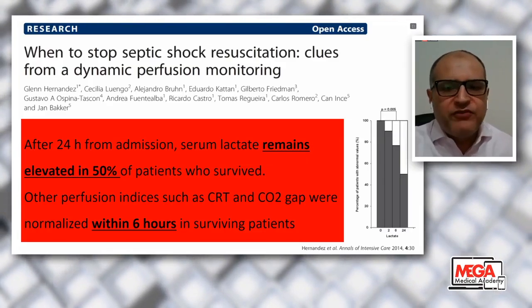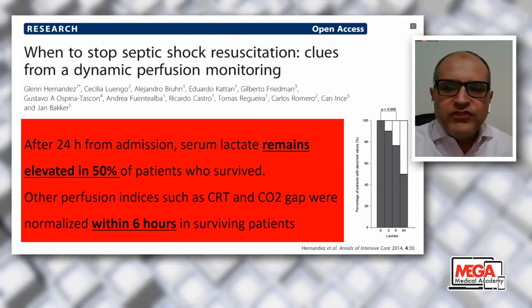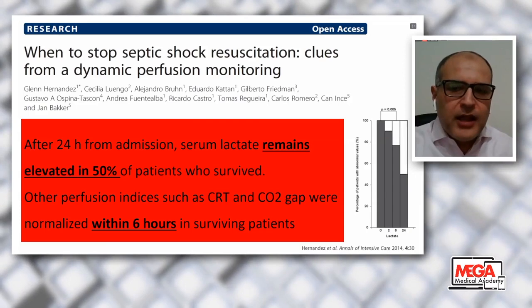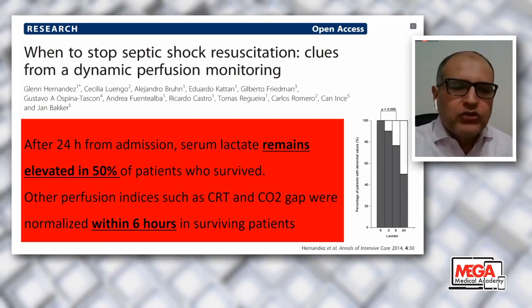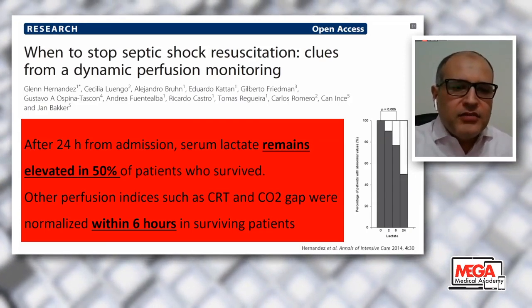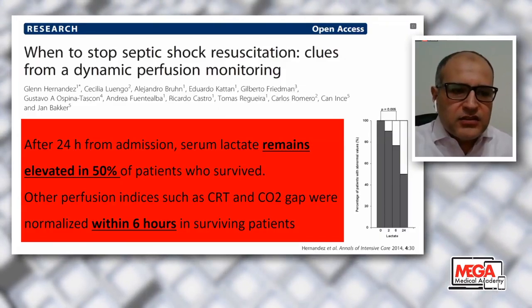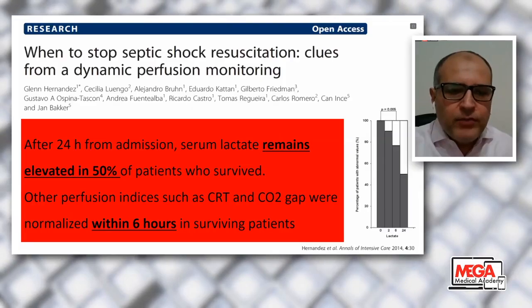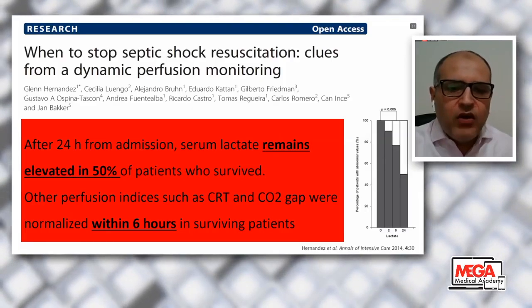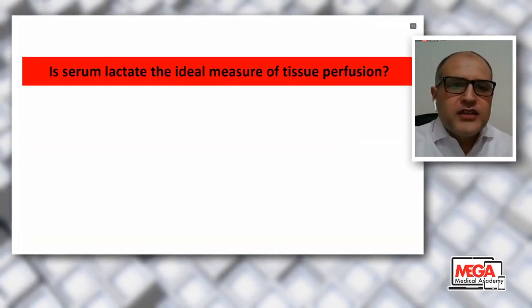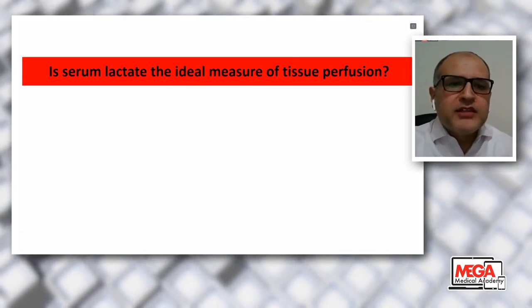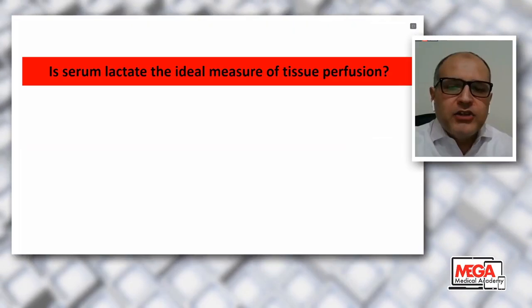50%, as shown in the figure at the right, 50% of the patients after 24 hours have elevated lactate and will not die. In the same study, the scientists found that other perfusion indices such as capillary refill time and CO2 gap were normalized within 6 hours in surviving patients. So the answer of our question, is serum lactate the ideal measure of tissue perfusion?